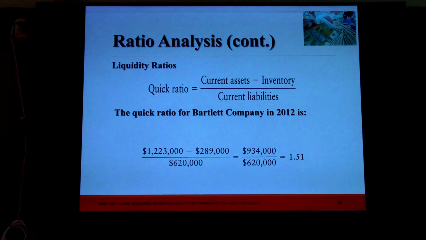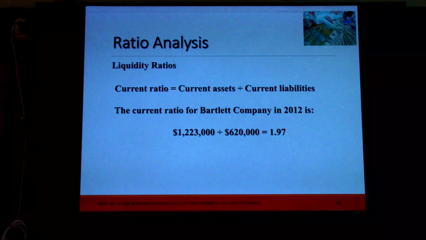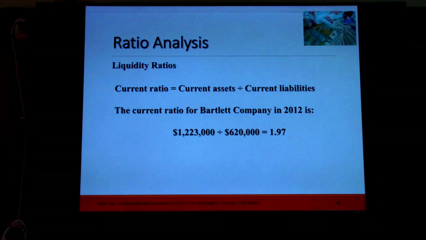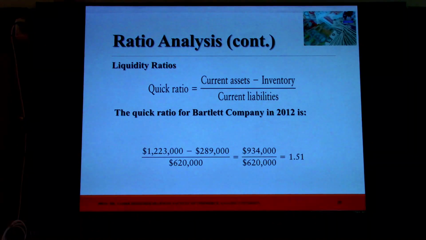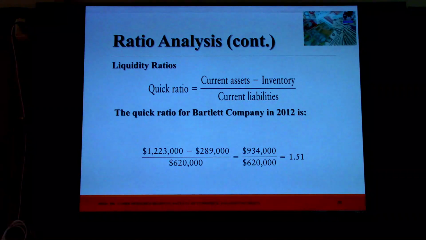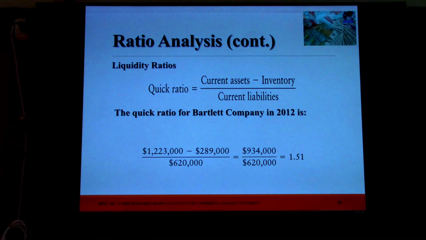As you see, the current ratio was 1.97. After excluding the inventory, the quick ratio, نسبة السيولة السريعة, is 1.51. And this is a more accurate indicator of liquidity, and most people prefer the quick ratio rather than the current ratio in assessing short-term liquidity.